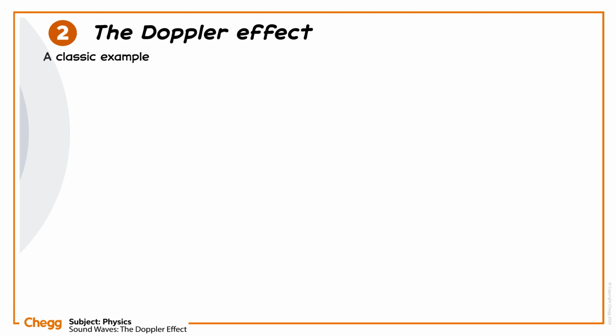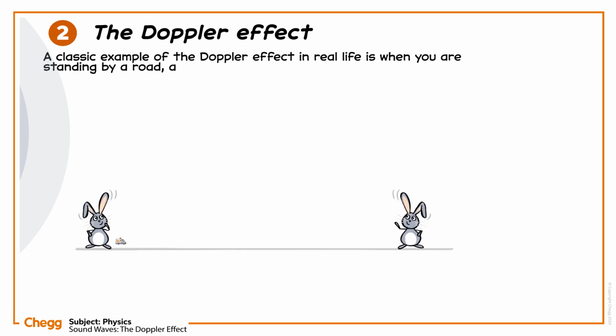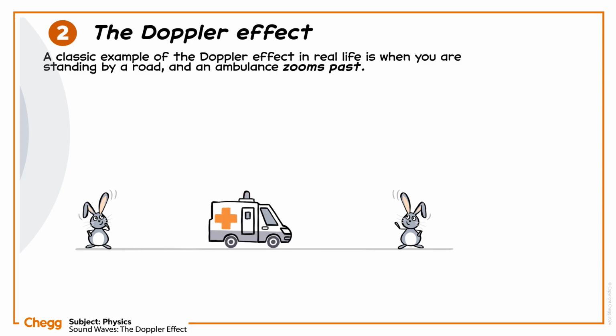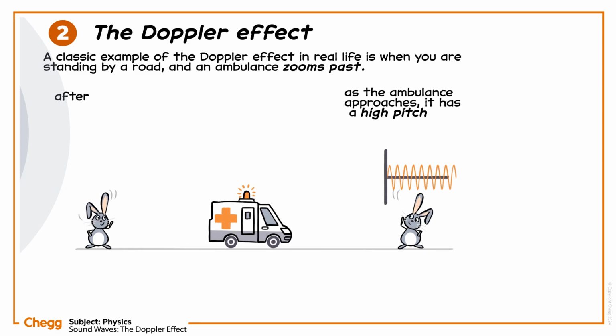A classic example of the Doppler effect in real life is when you are standing by a road and an ambulance zooms past. As the ambulance approaches, it has a high pitch. After it has passed, it has a different, lower pitch. Why does the pitch of the sound, or the frequency of the sound wave, appear to change as the relative position of you and the ambulance changes?